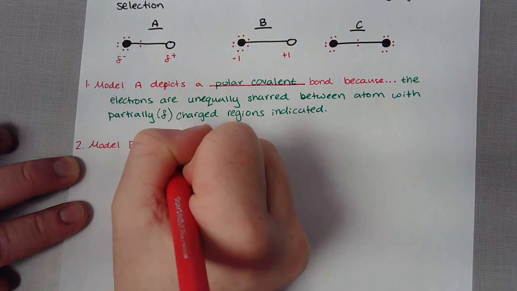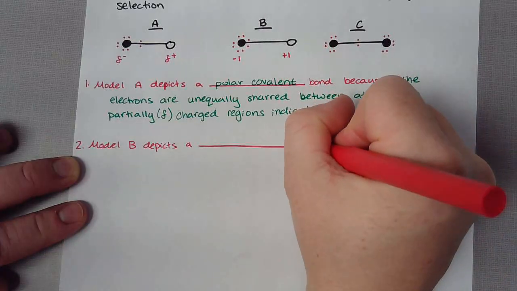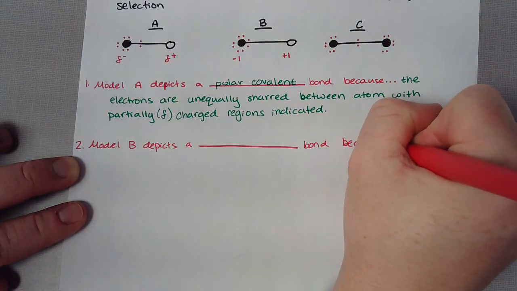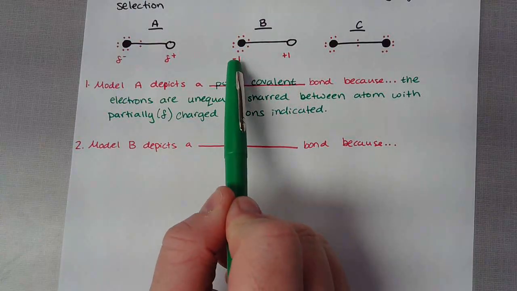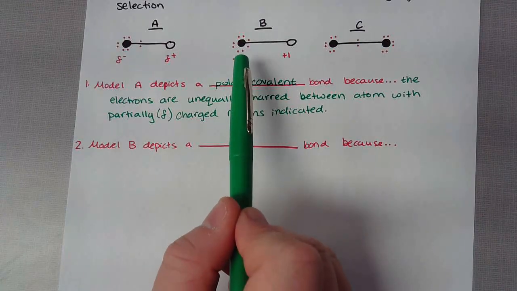Model B depicts a blank bond because... We'll come back to that. Okay, in model B, what am I looking at? Well, I'm looking at a more extreme version of A. Now, my electrons are all the way left justified.